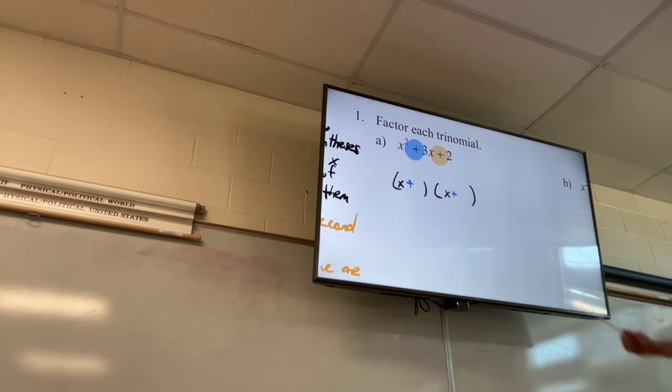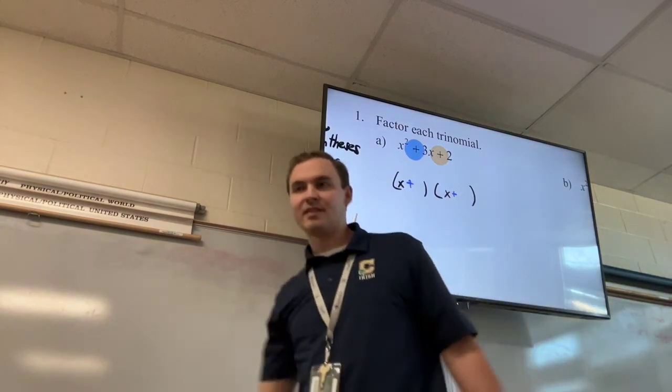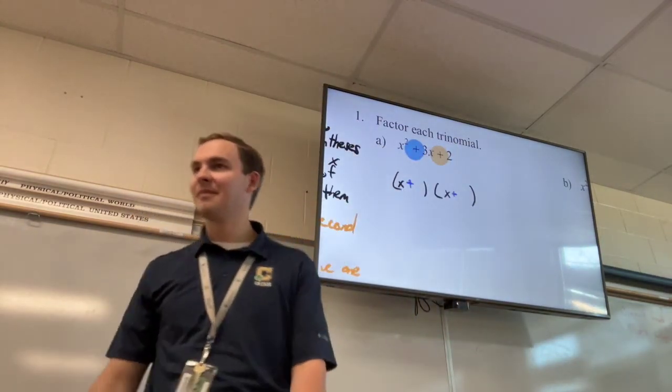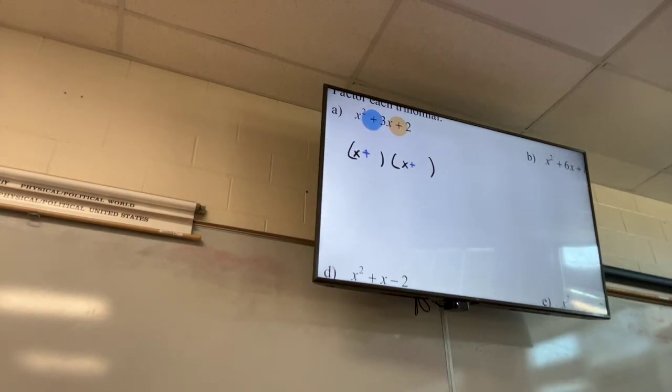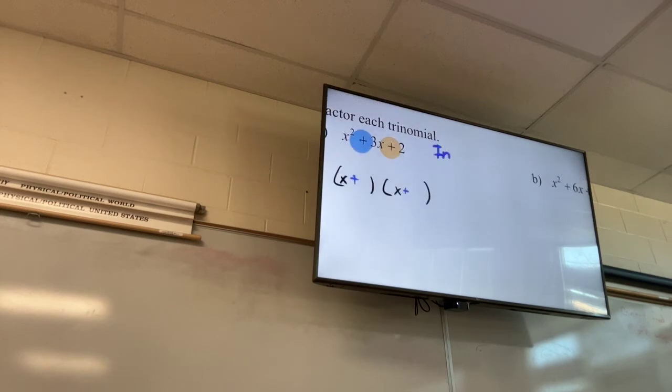What do I write then? I have 2 blank spaces here. What do I write? Yeah, so here's what I do. In the spaces, I write factors of the constant term that add up to the coefficient of the x term.